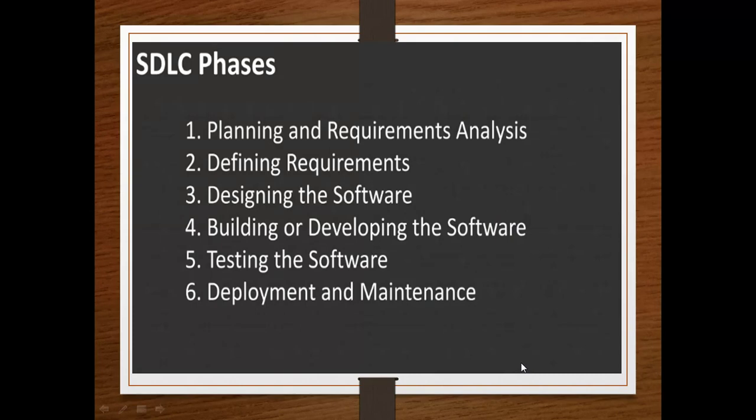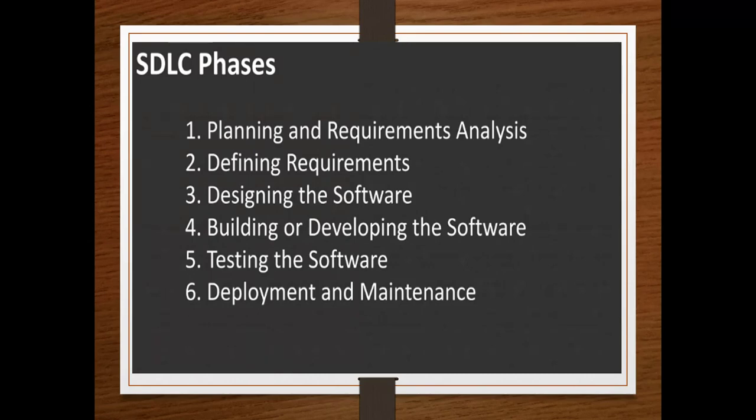SDLC has 6 phases. First is planning and requirement analysis. I need to plan what software I want to develop. I need to analyze my requirement. Second, I have to define the requirement on a piece of paper. Third, I have to design the software. Now designing can be on paper as well as parallelly on your computers.